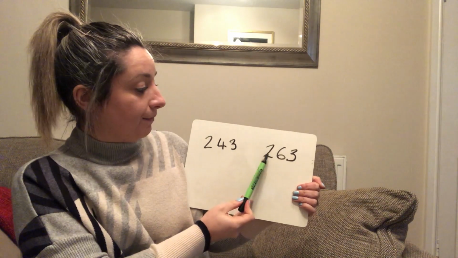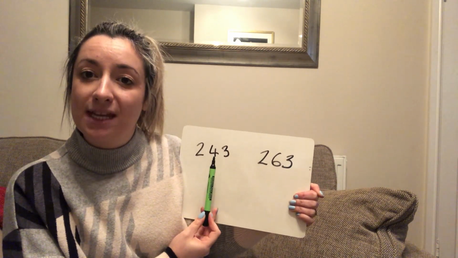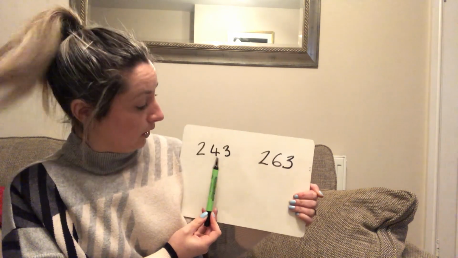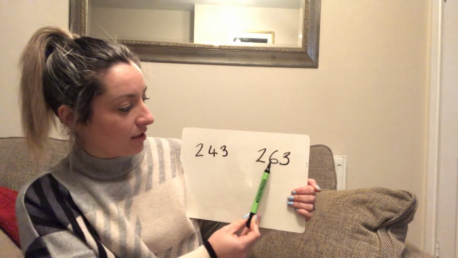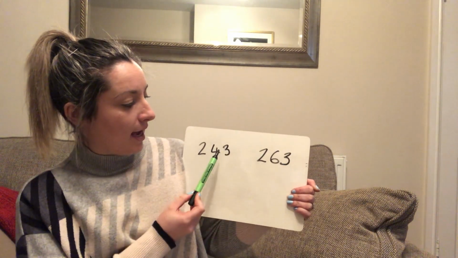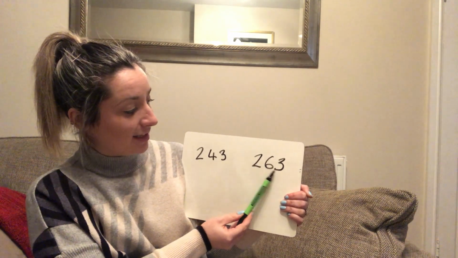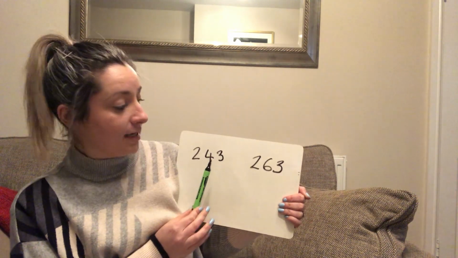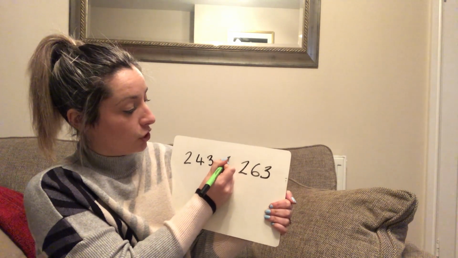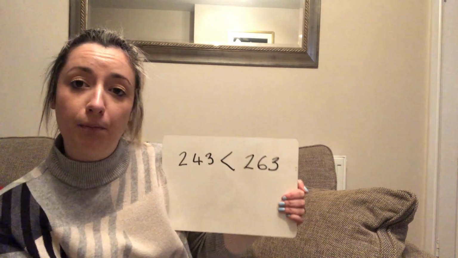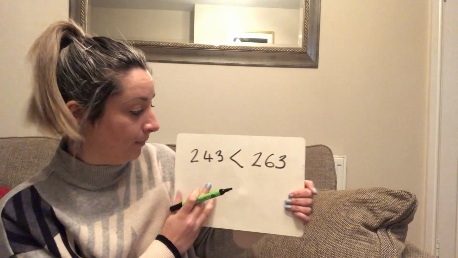If I look at the hundreds column first, they both show 200. The value's the same there, so I'm going to move on to the next column, which is the tens column. There is 40 in the tens column and 60 in the tens column here. I know that 6 is bigger than 4, so I know that 263 is greater than 243. So I need to draw the symbol that Charlie Crock eats the bigger number. He's eating 263 because it's the greater amount.